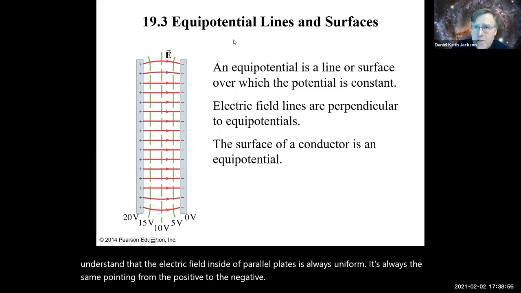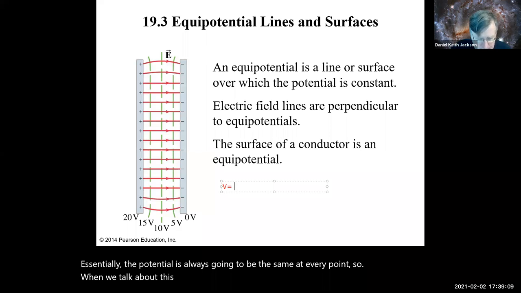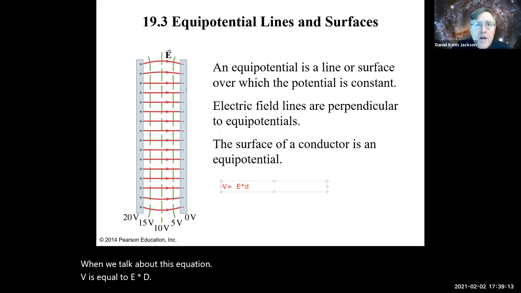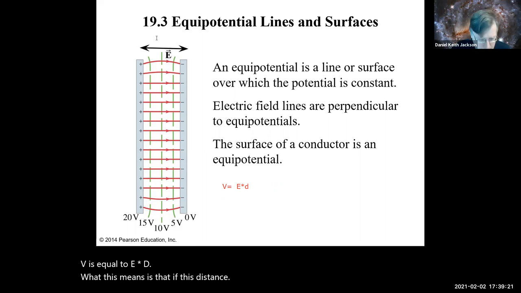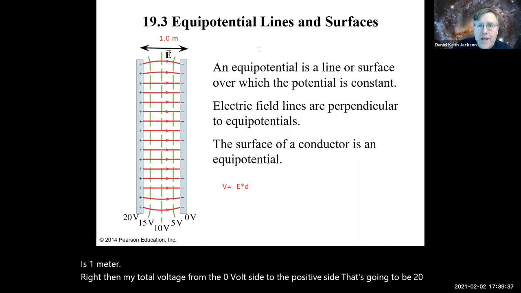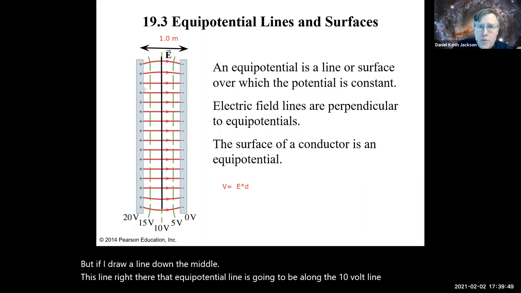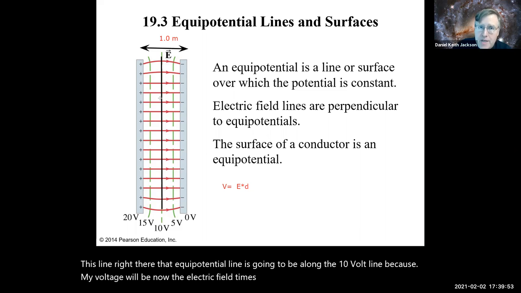So when we talk about these equipotential lines, essentially the potential is always going to be the same at every point along a line. When we talk about this equation, V is equal to E times d, what this means is that if this distance is 1 meter, then my total voltage from the 0 volt side to the positive side is going to be 20 volts. But if I draw a line down the middle, that equipotential line is going to be along the 10 volt line, because my voltage will now be the electric field times a half meter. So you'll end up with half the voltage.